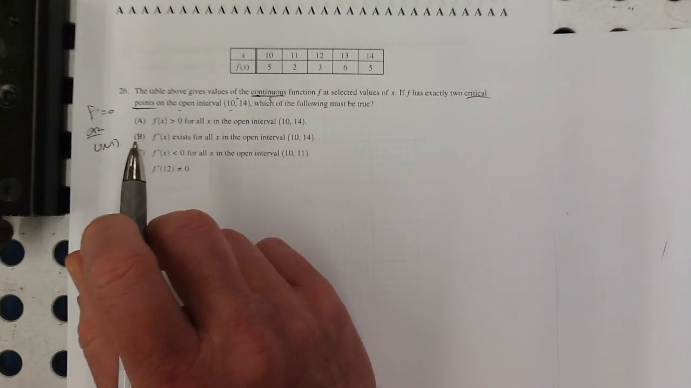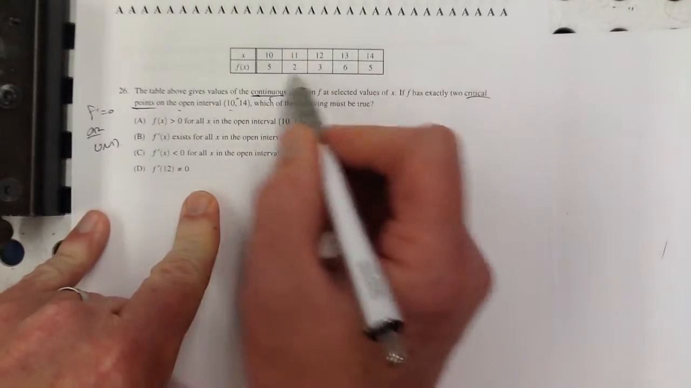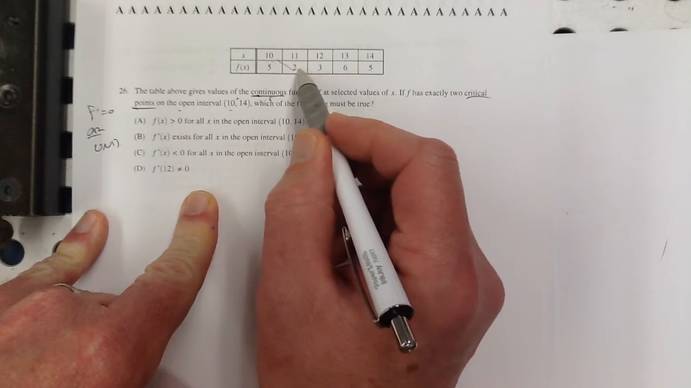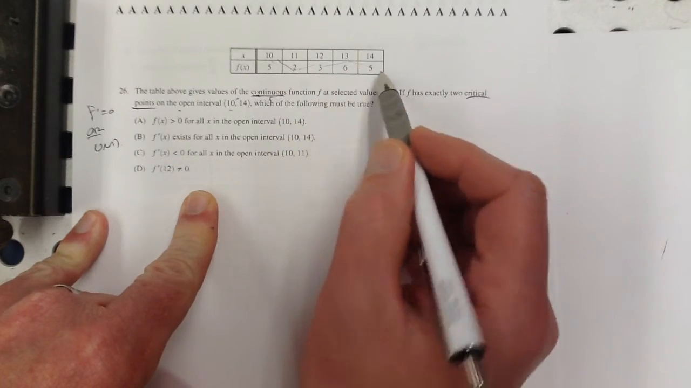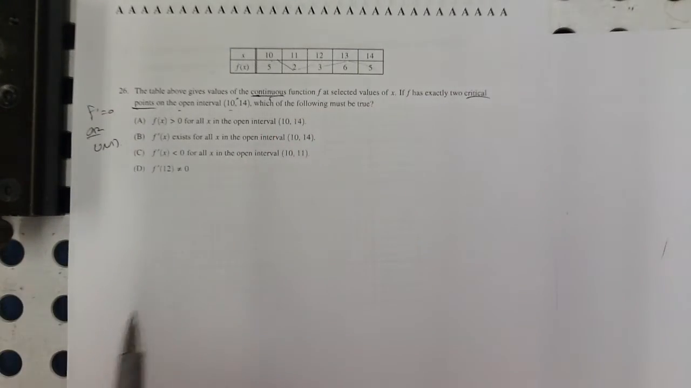Okay, so maybe they do have to be, let's see. Well, let's take a look at the values here. What it looks like is happening, it looks like it's going down, and then up, and then up, and then down again. But it can do who knows what in between those. So we can't assume too much.